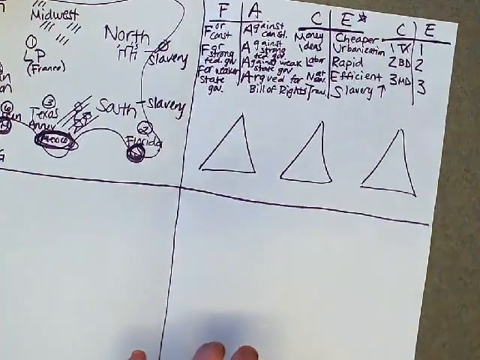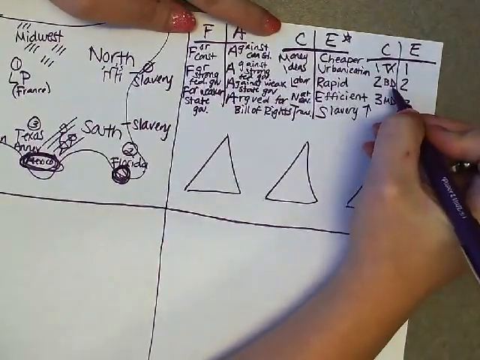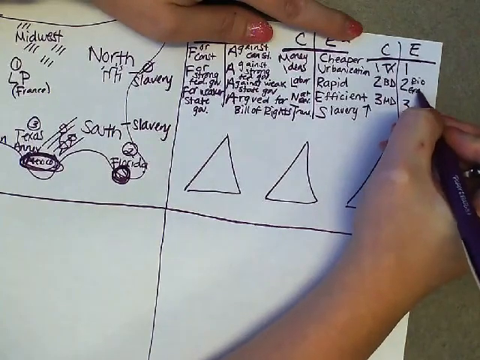And then our effects, well, I can kind of trace some of these across. So the border dispute, well, what was the effect of that? The Rio Grande becomes the border.